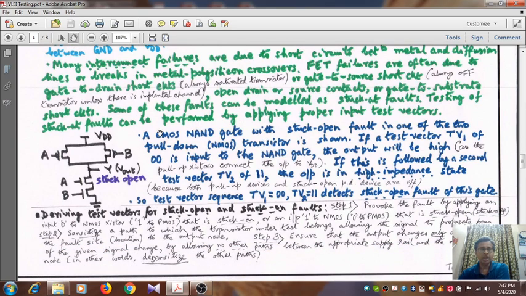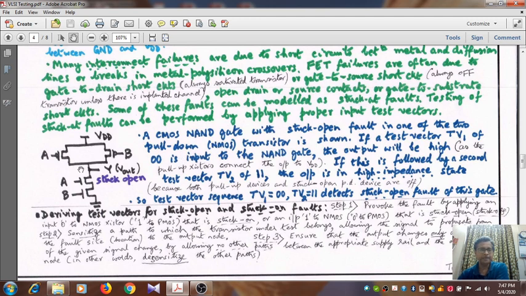Suppose we have a CMOS NAND gate. That means two PMOS transistors are in parallel and two NMOS transistors are in series. Now the top NMOS transistor suffers from a stuck-open fault. Stuck-open means what? There is a breakage between the outermost metal conductor and the polysilicon gate. So even if you make the voltage A higher than the threshold voltage of the MOS transistor, there will be a breakage and a disconnection between the drain and the source. There can never be a channel. So how to test it? First, the test vector means an input pattern.